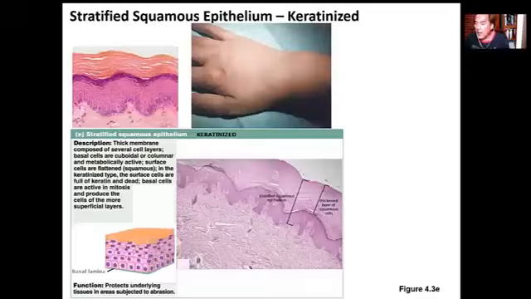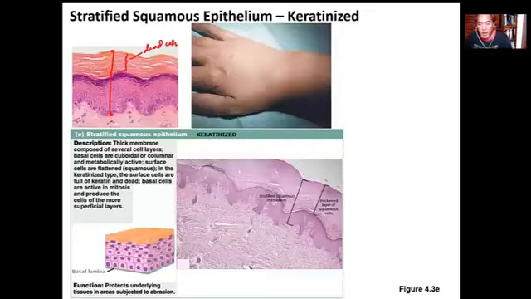Because in keratinized stratified squamous epithelium, the top layer, this is the stratified squamous epithelium up to here, all of these are dead cells or dead skin. So those are the two types of stratified squamous. One is keratinized and the other one is non-keratinized, okay? That is the first type of multiple layered epithelium.